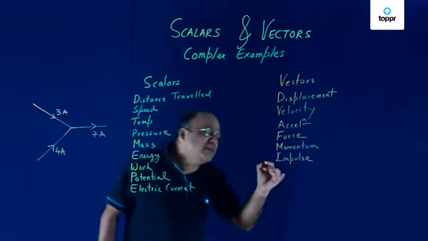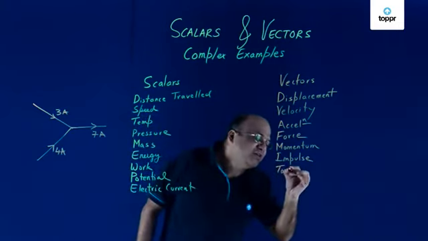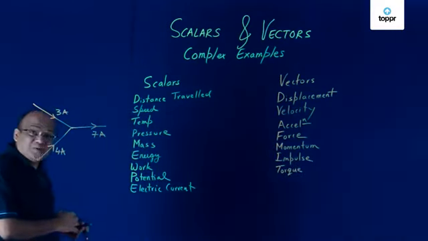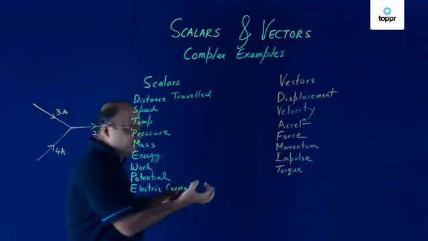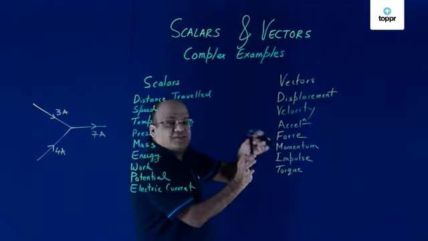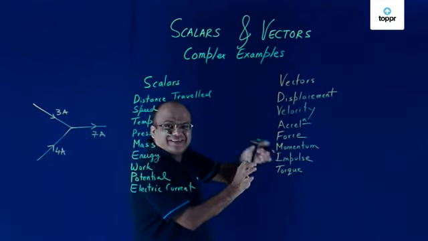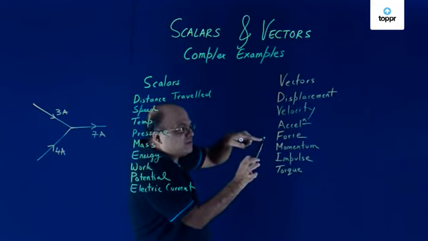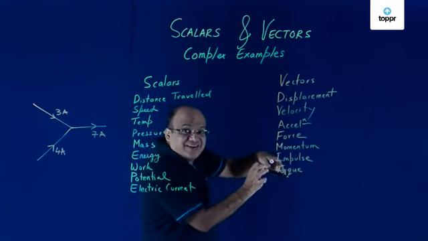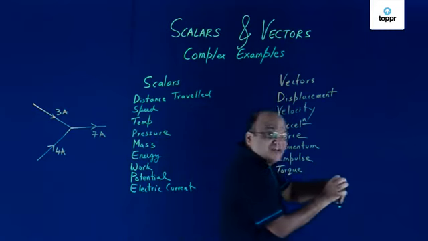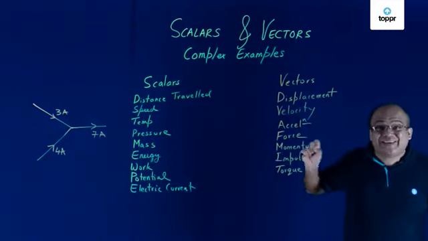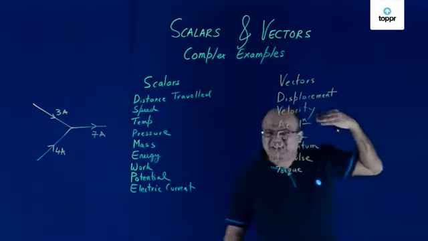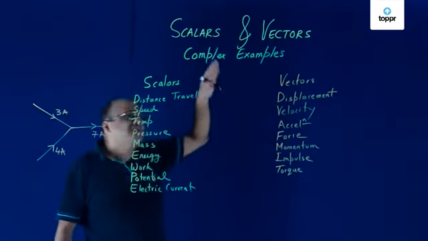Torque, the turning effect of a force, is also a vector. Torque is force into perpendicular distance. Suppose this pen can rotate about this hinge, we can say, right? If I apply a force like this, it is creating some turning effect. That turning effect is called torque. Torque is a vector.